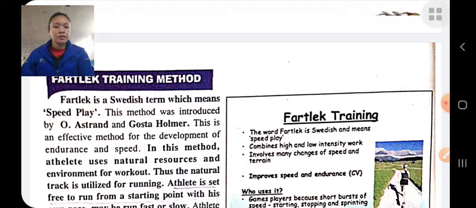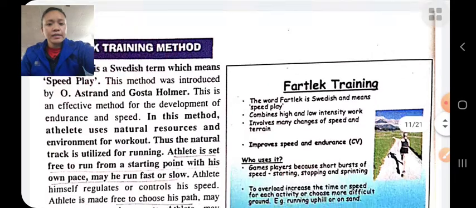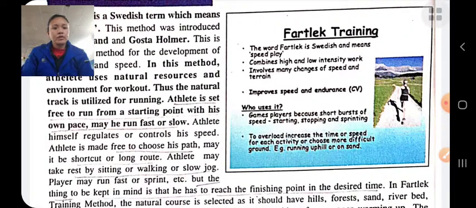Fartlek training method is also known as speed play. We do this training method in a natural environment. The natural track is used for running. The athlete is set free to run from the starting point at his own pace, meaning with his own speed.